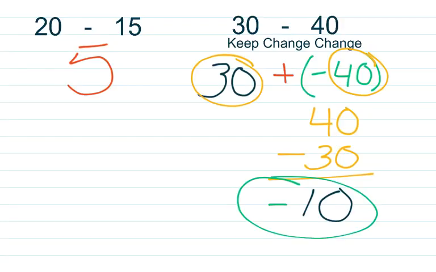And when we look at the original question, 30 minus 40, we almost can do some mental math to figure out that negative 10 answer anyway. This just confirms our thoughts.